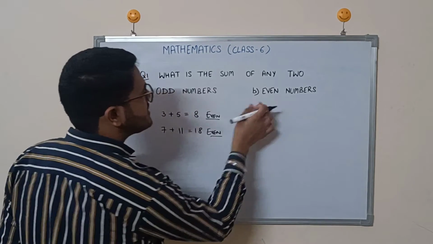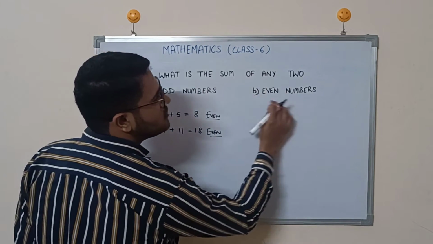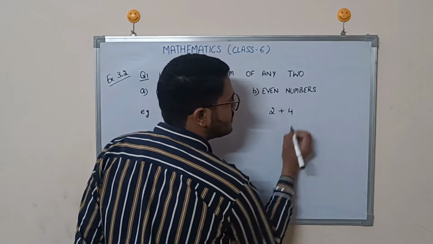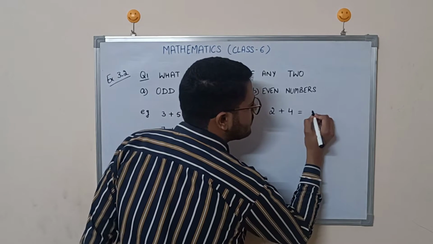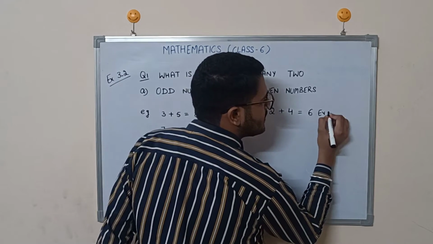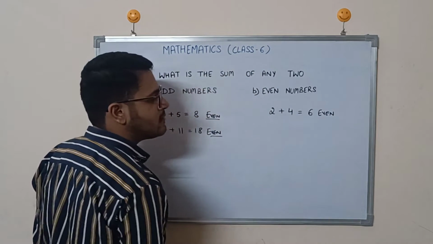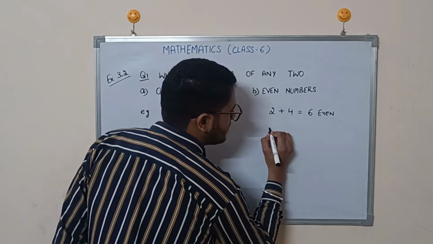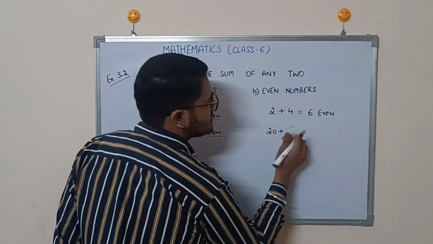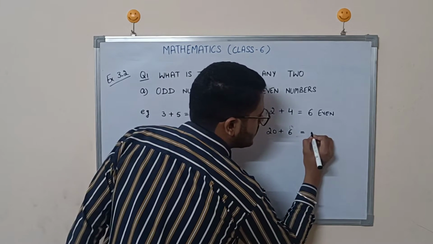The next part is, what is the sum of any two even numbers? Now let's take two even numbers. Let's say we take 2 and 4, right? 2 plus 4 is what? 6, and 6 is an even number, right? Let's take one more example. Let's say we do 20 plus 6. 20 plus 6 is what?